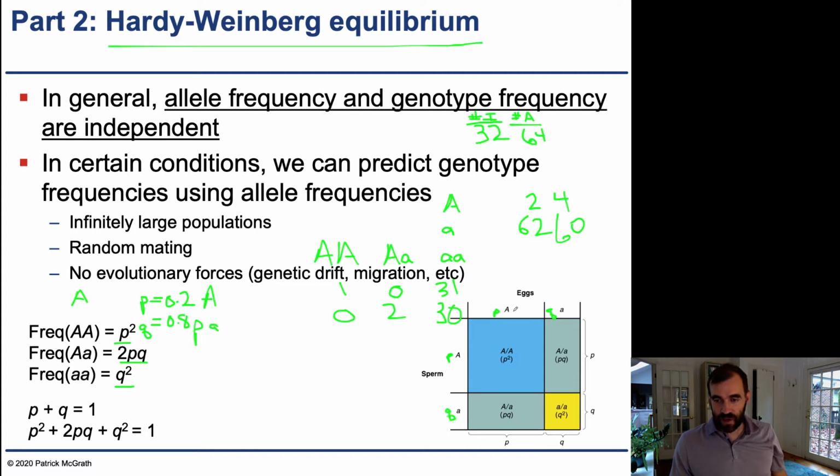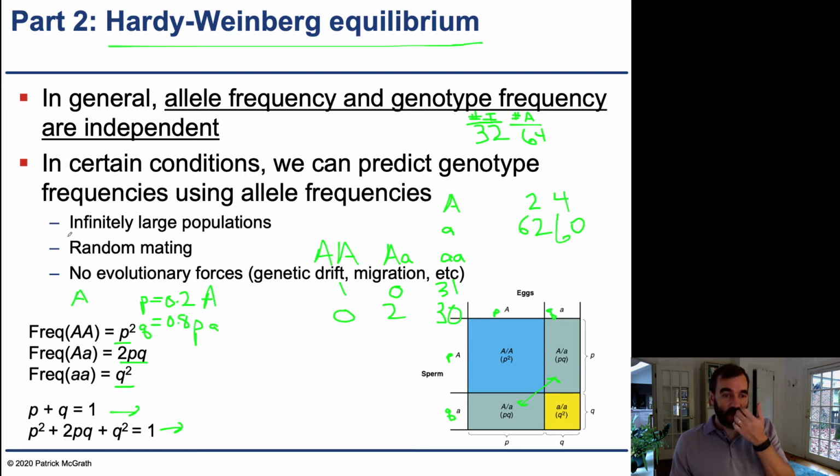If you group these together and multiply them, p squared is in front of the big A big A, and then since there are two that have the same genotype, the heterozygote, it's 2 times p times q. And for the little a little a, it would just be q squared. And just a reminder, the allele frequencies add up to 1, and the genotype frequencies also add up to 1.